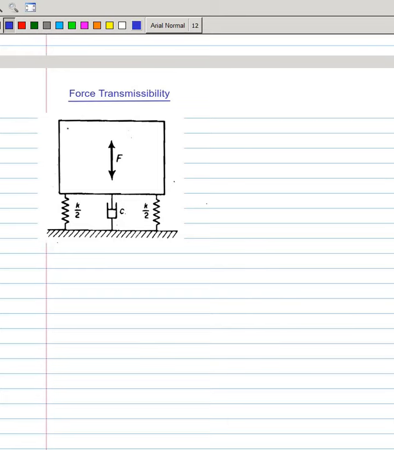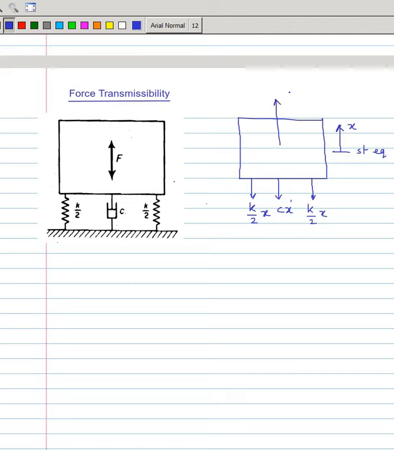So now we come to force transmissibility. You have already seen this. This is the mass, and this is a static equilibrium position, and from here we measure x, just the same as what we did before. The spring force k by 2 x, k by 2 x, and c x dot, and this is F naught sine omega t, and this is what they call F.